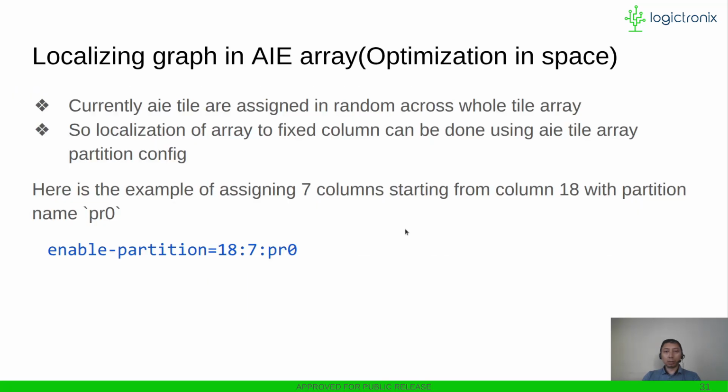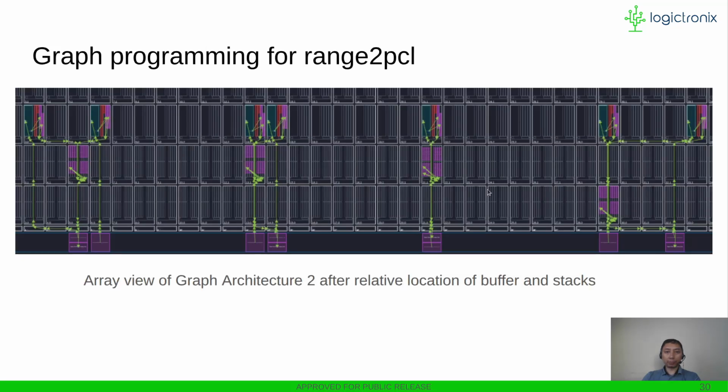Next, if you see the previous array allocation, it is assigned at a random location in the whole AI array. So while running multiple graphs, right? Currently we are running only the range to PCL graph, but if you are running multiple AI kernel graphs, then this automatic assignment will make your graph, or say AI kernel, utilization very difficult, right? It will be assigned in very different positions.